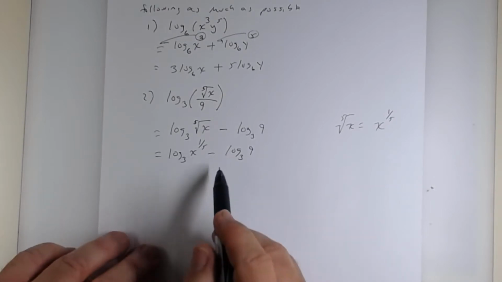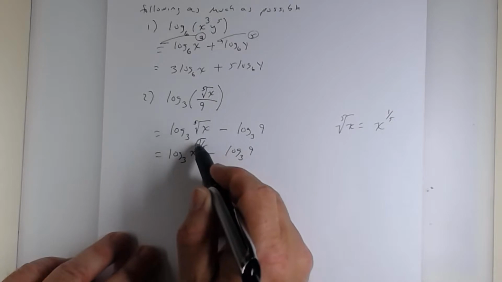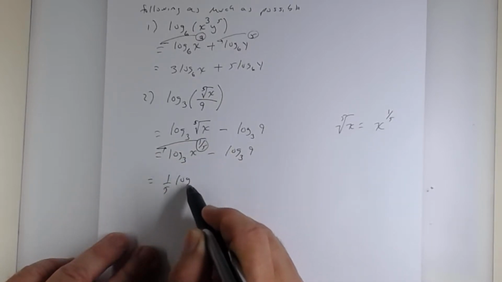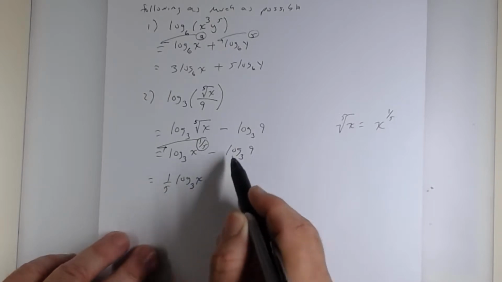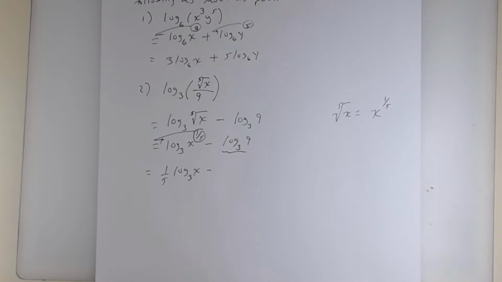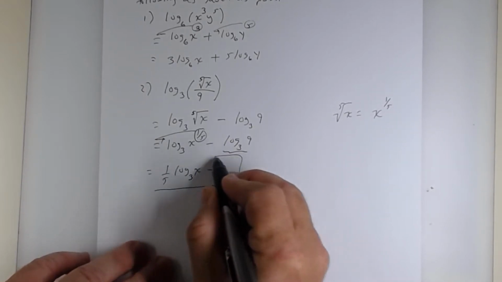So what can I do to this first one? I'm using the power rule, so that's going to be 1/5 times the log base 3 of x. You can solve the second one. Without using the calculator, you can tell me what the log of 9 base 3 is. 2, because 3 squared is 9. And there's your answer.